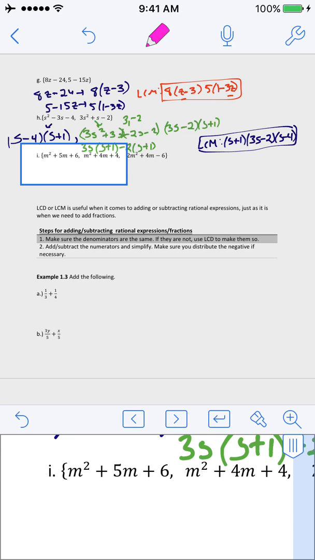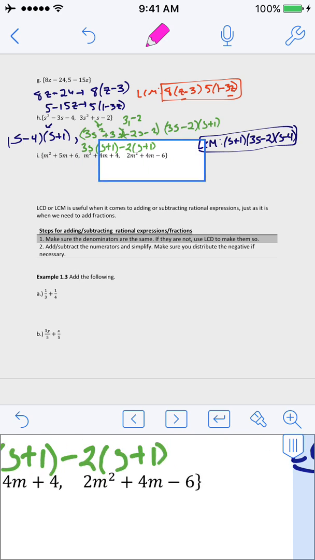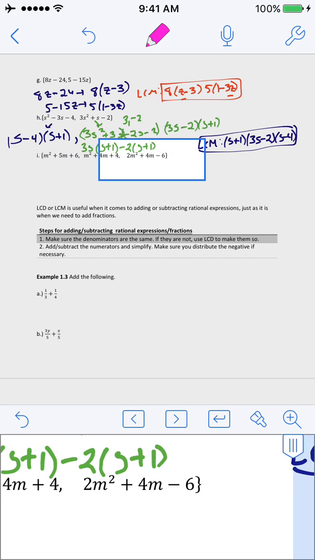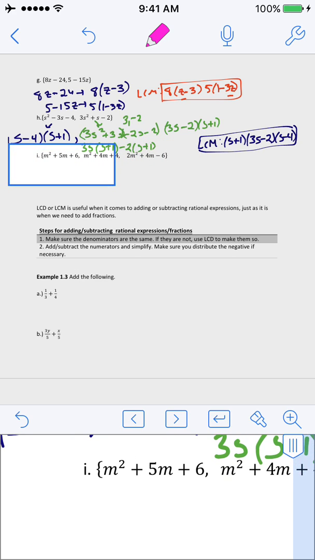m squared plus 5m plus 6, m squared plus 4m plus 4, 2m squared plus 4m minus 6. I've got 3 factors here, but nobody ever said anything about that being a problem, right? It doesn't have to be binomial times binomial or anything like that. I just need to see what they need. I need to take one of each of their factored forms. So we will first factor this, okay?